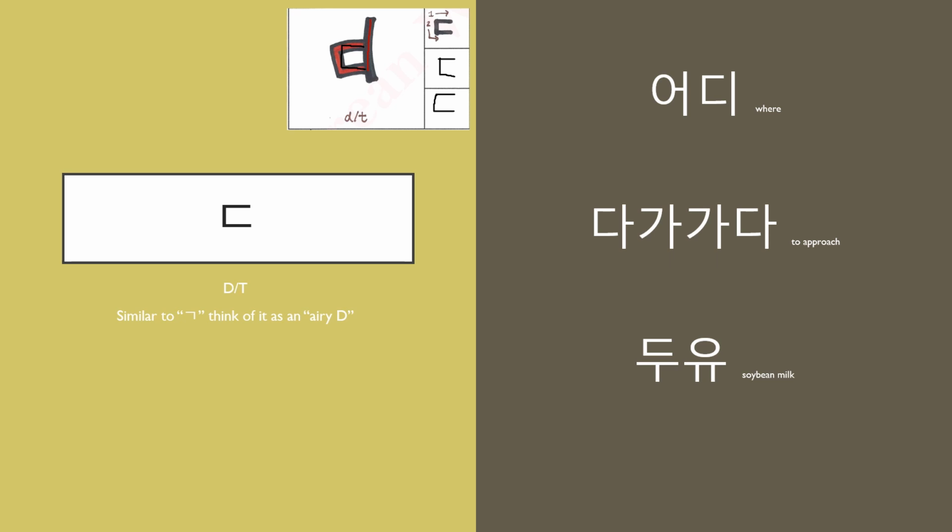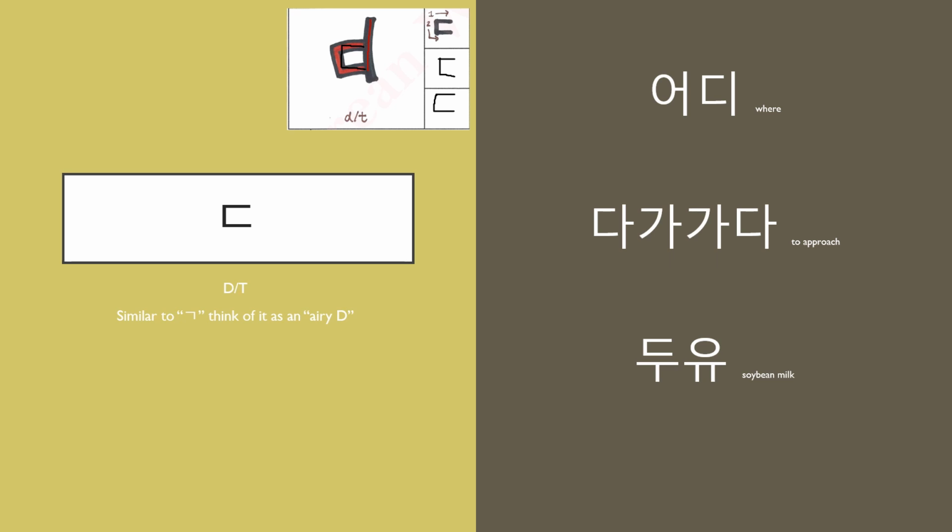All right, good work on figuring out what they should sound like. Let's go through it together now. The first word is where, and it's pronounced as 어디, 어디, 어디.